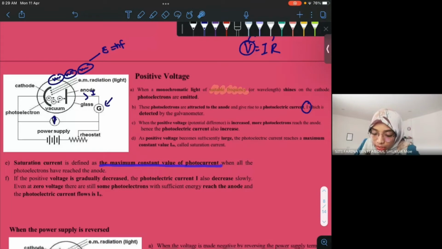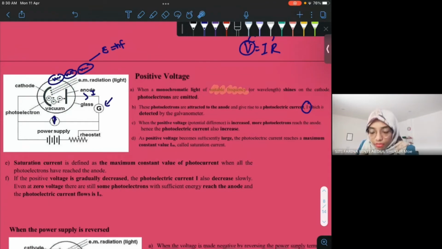Okay, so bila kita nampak this deflection does not change, maksudnya nilai current dia tidak increase, it has stopped at contoh 5 ampere. When it has reached that 5 ampere and did not increase after that, it indicates that all the photoelectrons have reached the anode. Maksudnya semua elektron yang keluar daripada sini dah sampai ke sini.